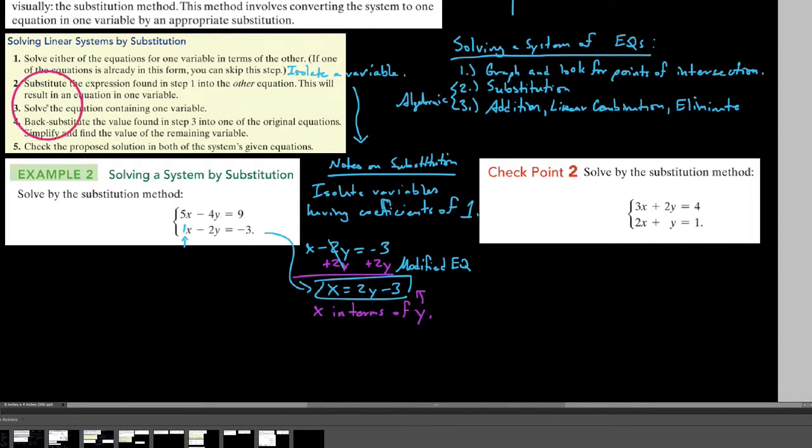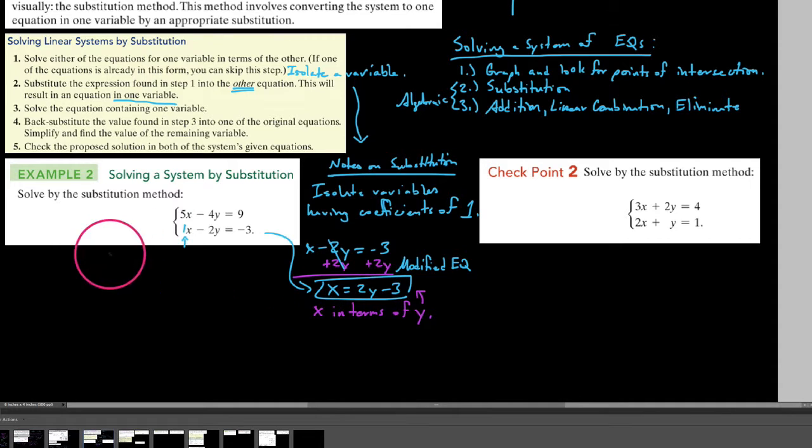And the reason why it has this name, substitution, is because we're going to substitute that expression found in step 1 into the other equation. And notice that they italicized other. If you substitute it into the same equation, you're just going to get a true statement, and it doesn't lead you to any conclusions. Obviously, it would make its own equation true, but we're going to plug this into the other equation. It says this will result in an equation that is in one variable.